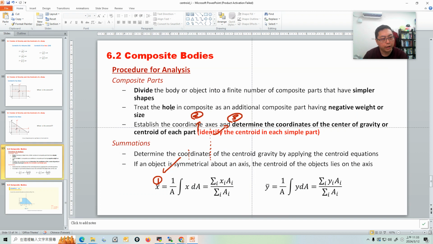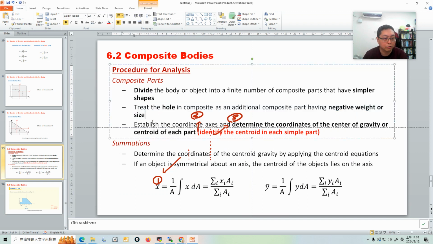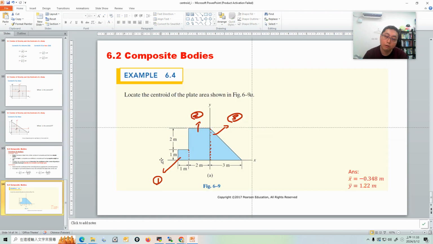And the next thing, there is no hole, so just ignore the second strategy. Let's jump to the third strategy, which I just said: identify the centroid of each simpler part. So what's the centroid of one? One has x bar, y bar.